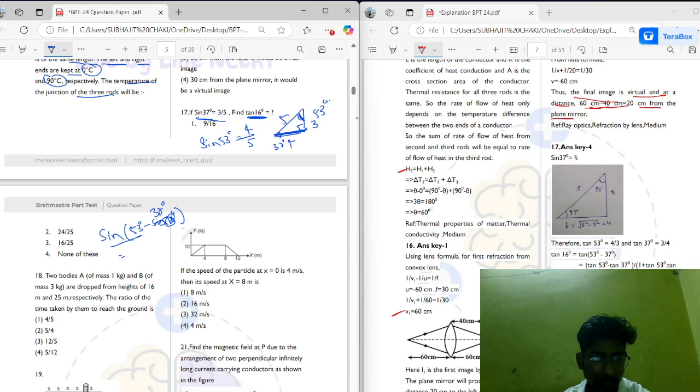21. Find the magnetic field at P due to the arrangement of two perpendicular infinitely long current carrying conductors as shown in the figure. The angle here is 45 degree. That means these two lines are perpendicular to each other.